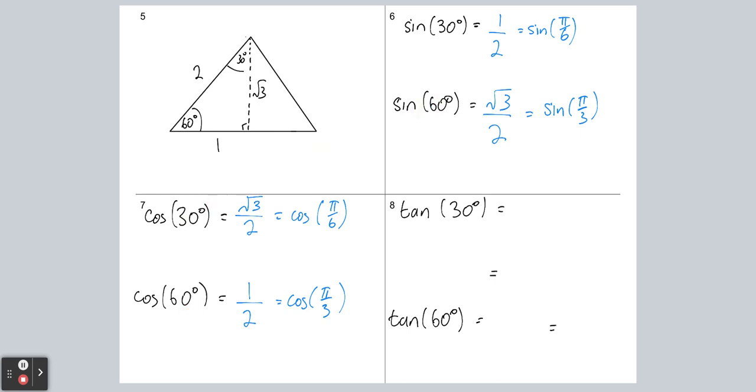30 plus 60 is 90. 60 plus 30 is 90. So, for example, the sine of 10 degrees would be the same as the cosine of 80 degrees, and vice versa. Let's have a look at tan.